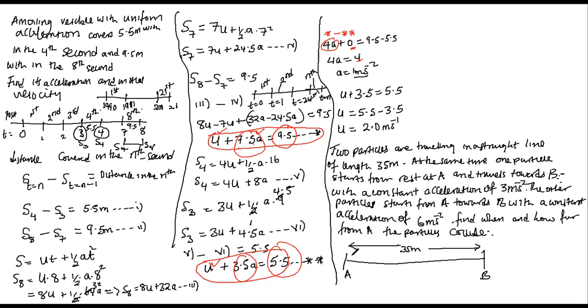At point A, the particle starts from rest, so the initial velocity is 0. The acceleration is 3 meters per second squared, and it travels towards B with constant acceleration.